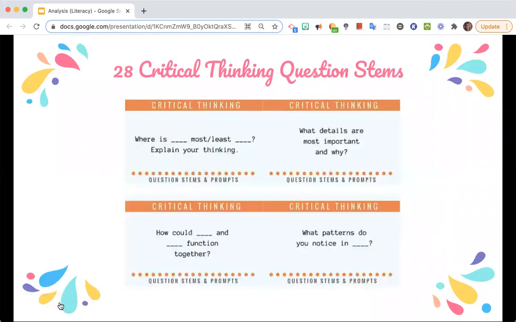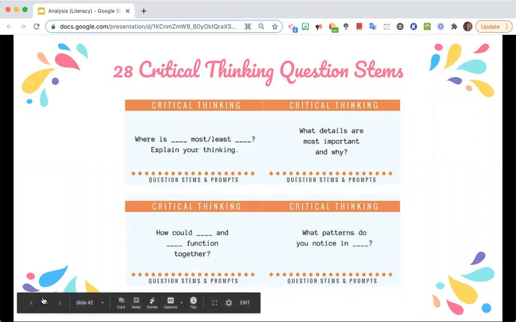Here is a final one. It's called 28 Critical Thinking Question Stems. Again, this is for any content area. These are some question stems as really a support for you to encourage your students and push your students to do some analysis and critical thinking of any of the text that they're interacting with.